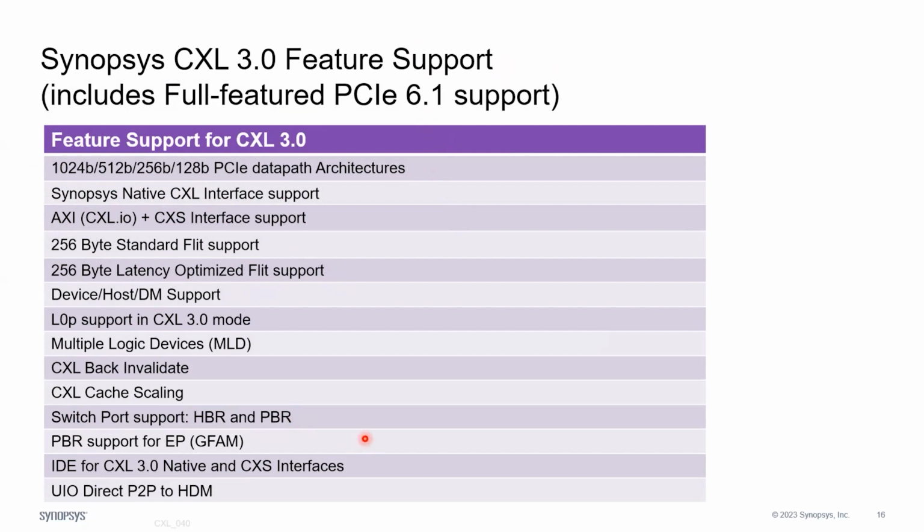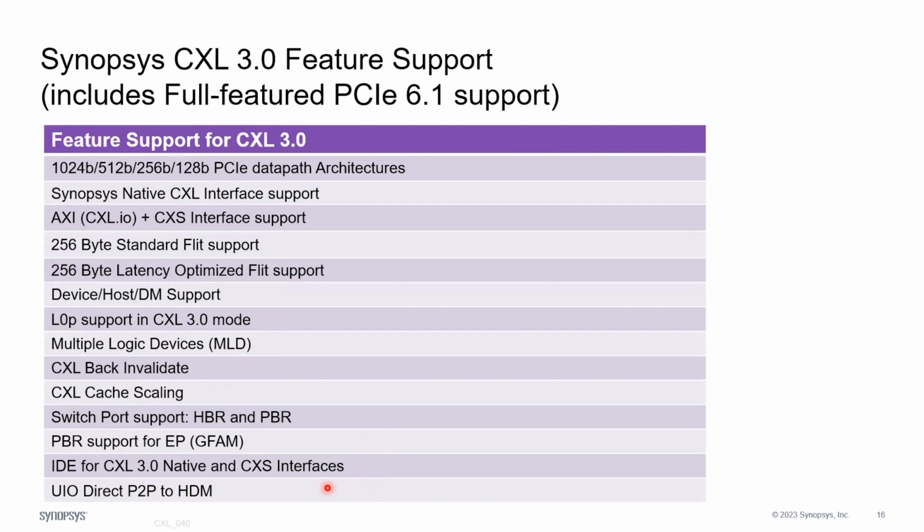PBR is port-based routing. Multiple logical devices are supported. The two key ECNs of back invalidate and cache scaling, which help us get a degree of symmetry there. L0P, which was supported in PCIe 6, but now in the CXL3 controllers it can be supported in CXL3 mode. And then we have PBR support for endpoint. This is specifically targeting GFAM applications. And then we have the IDE support in both of our interface types. So for the CXL3 native and for the CXS interfaces, we support IDE.